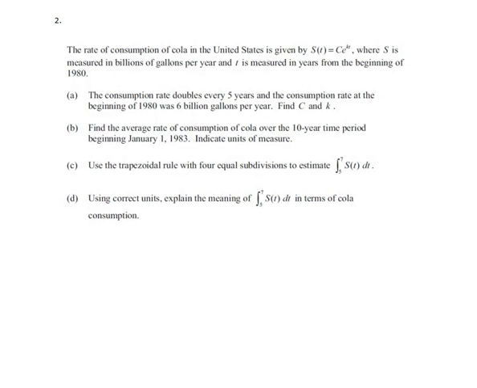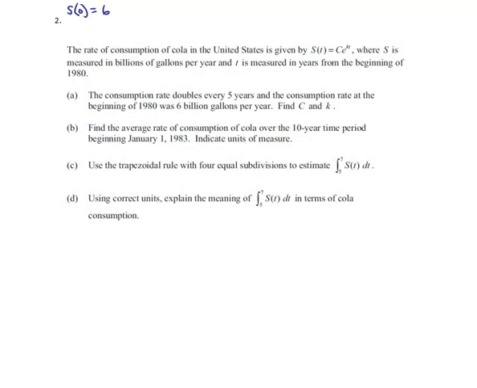Okay, we come to the second problem in this set of free response questions dealing with trapezoidal and rectangular approximation. It states that the rate of consumption of cola in the United States is given by S of t equals C e to the kt, where S is measured in billions of gallons per year and t is measured in years from the beginning of 1980. First, if the consumption rate doubles every 5 years, and the consumption rate at the beginning of 1980 was 6 billion gallons per year, then what is C and k?